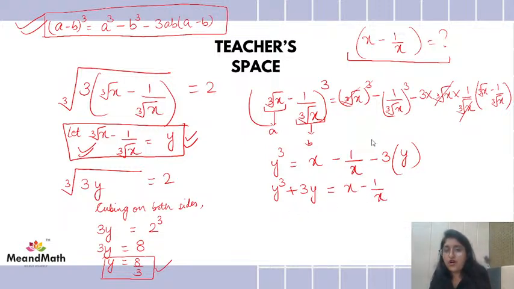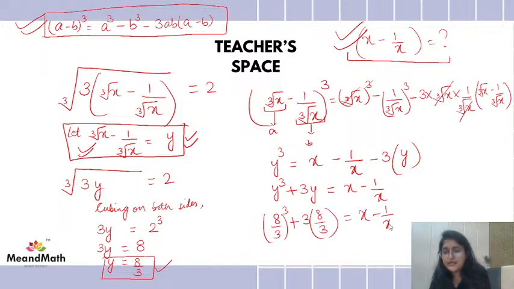Now we want to find this x minus 1 by x, and we got it on this side. We know the value of y now. What is the value of y? 8 by 3. So we'll put the value of y as 8 by 3: (8 by 3) whole cube plus 3 times 8 by 3 is equal to x minus 1 upon x. So it is easy to solve now.